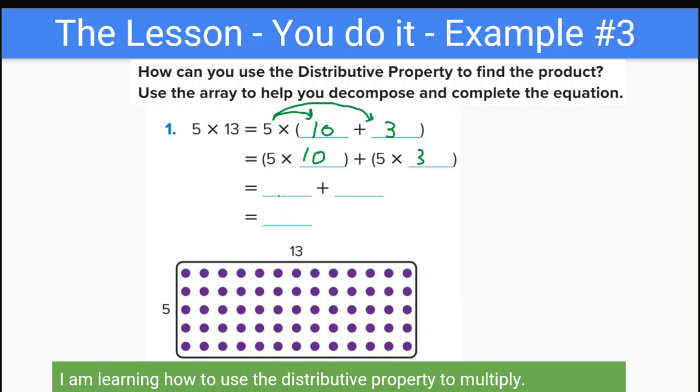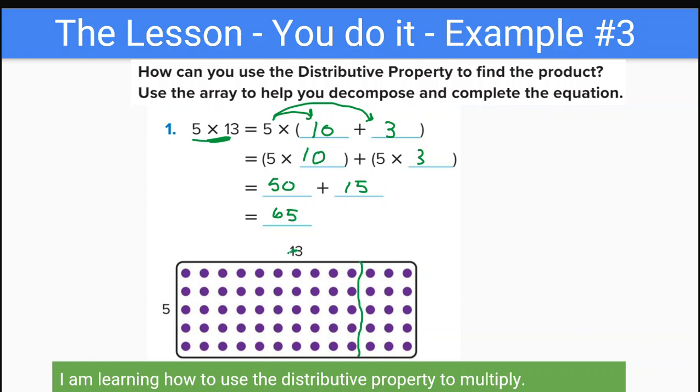Okay? Well, 5 times 10 is 50. 5 times 3 is 15. So 5 times 13 is 50 plus 15, which is 65. Now, they want you to use the picture down here to help you out with it. Fine, okay? We first went 5 times 10, okay? And that would be right there, okay?